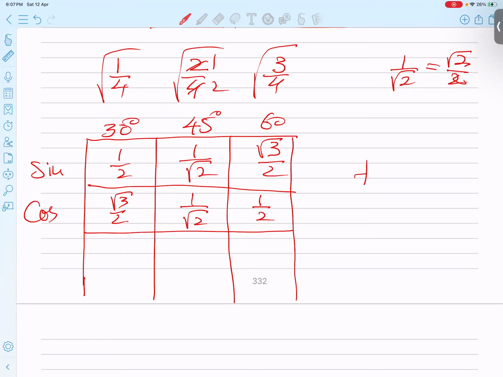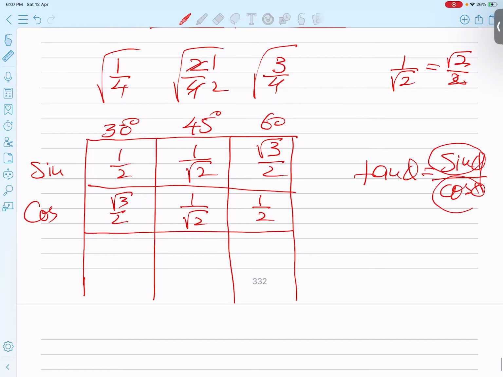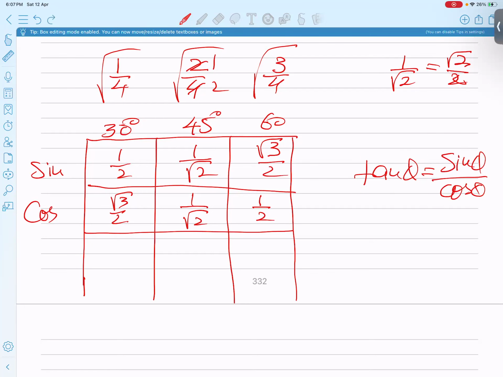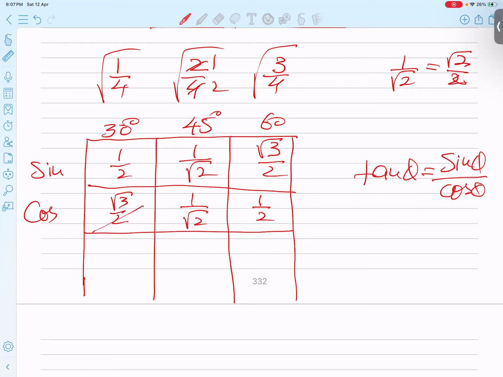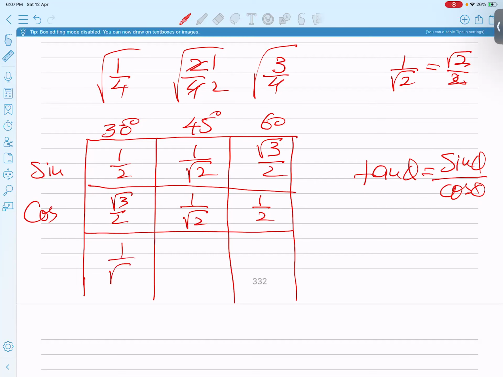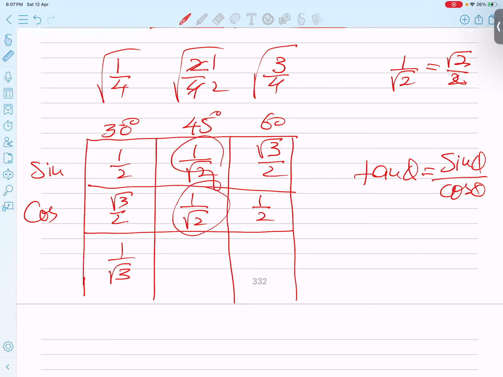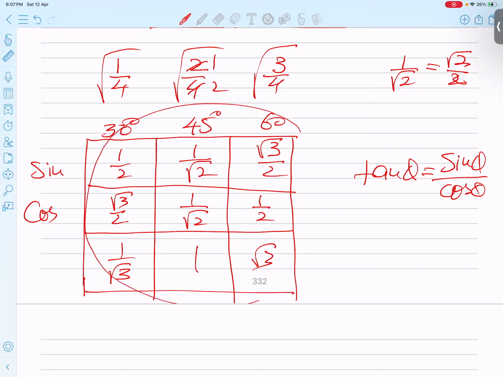Now do you know what tan theta is, students? Tan is sine by cos. If you divide the sine value by the cos value, you get the tan value. For example, if you keep it up and keep it down, the 2s cancel out and I get 1 over root 3. And if you divide them, it completely cancels out and you get 1. And if you divide them, the 2s cancel out and I get exactly root 3. So these 9 values you have to memorize. No other solution we have.